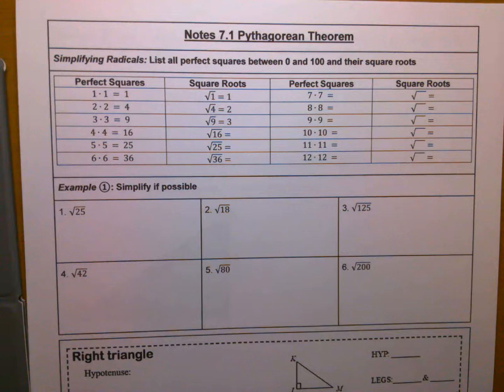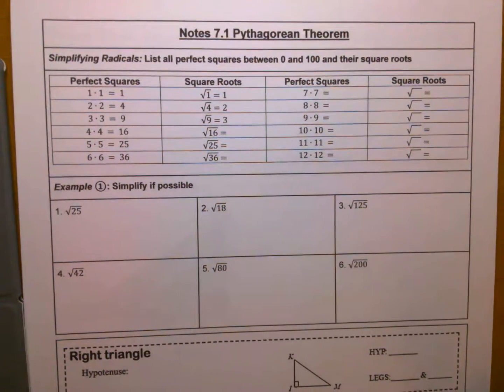So today we're going to be covering note 7.1, the Pythagorean theorem. But before we can talk about the Pythagorean theorem, we actually need to talk about something that you did in the past in middle school, which was simplifying radicals. So the first thing we're going to do, just like it says on the paper, we're going to list all perfect squares between 0 and 100. We actually are going to take it a little bit higher up there. And we're going to talk about their square roots.